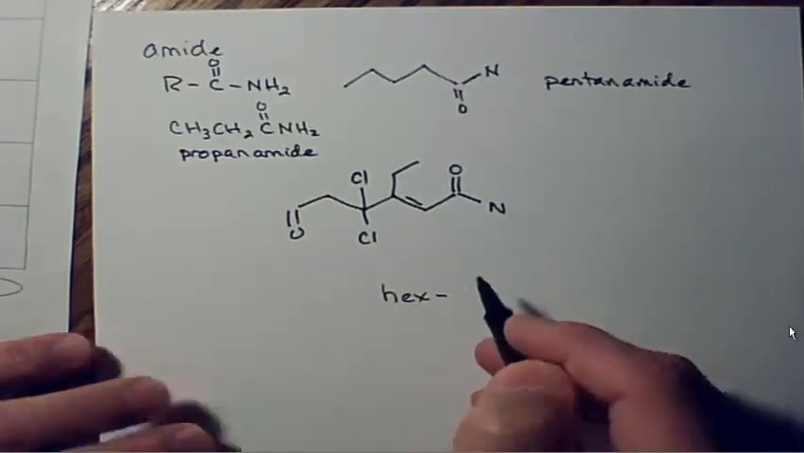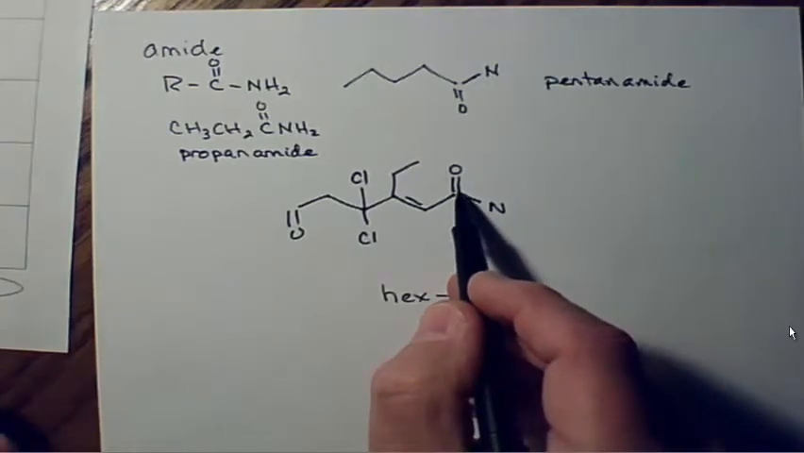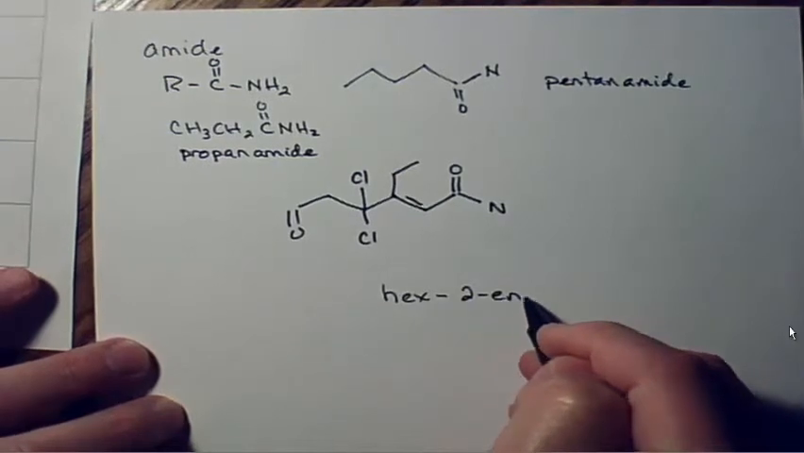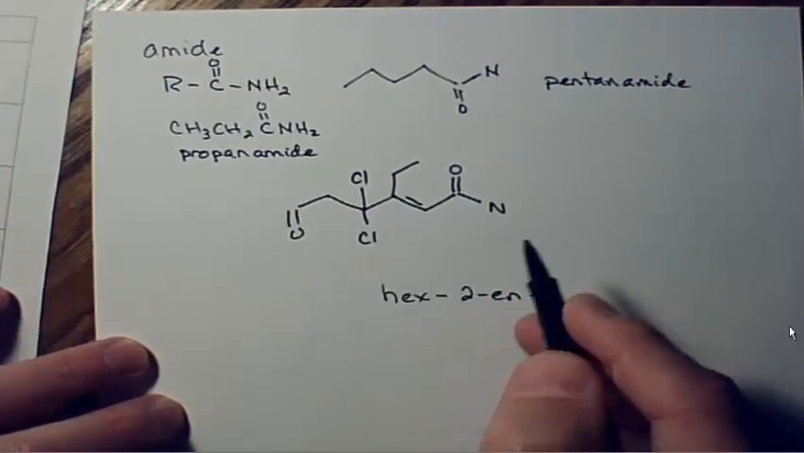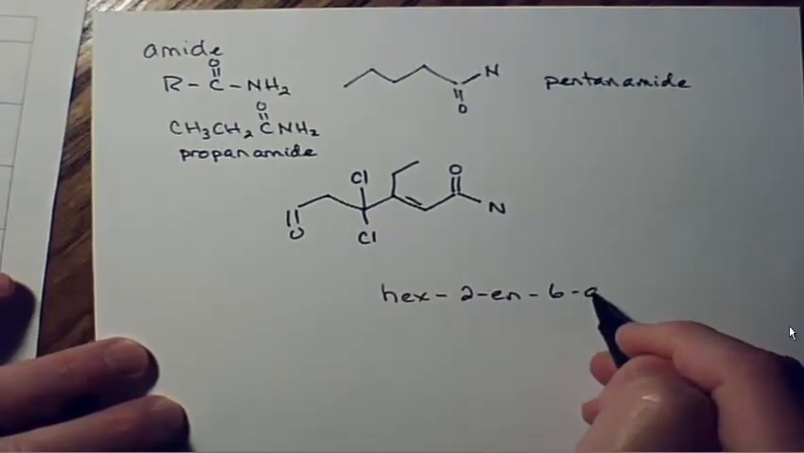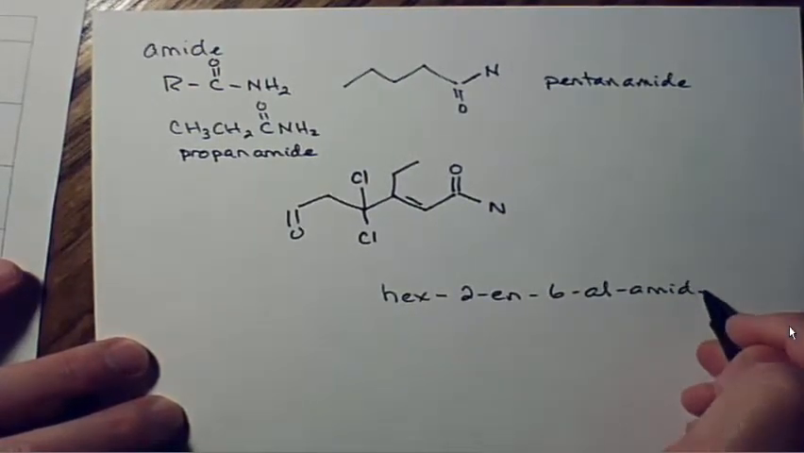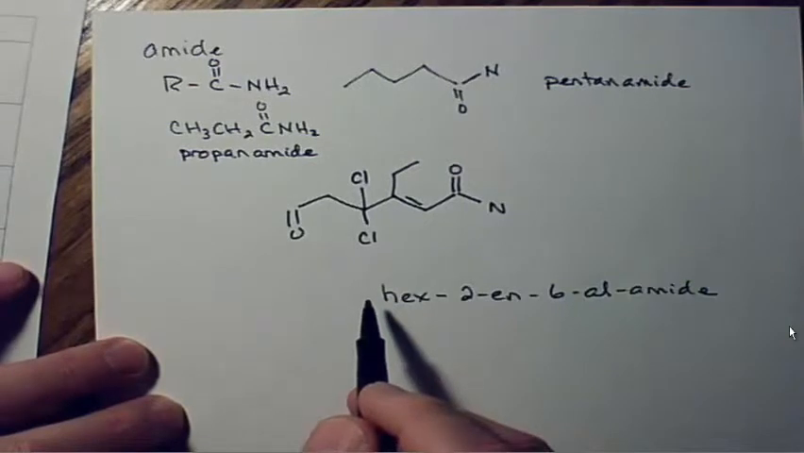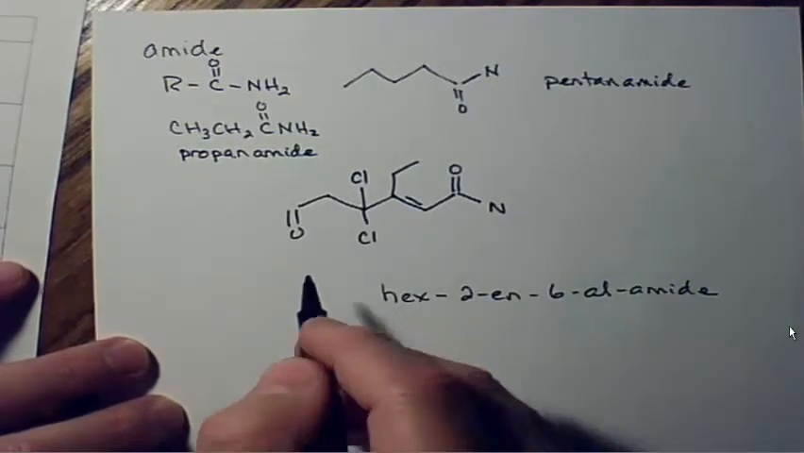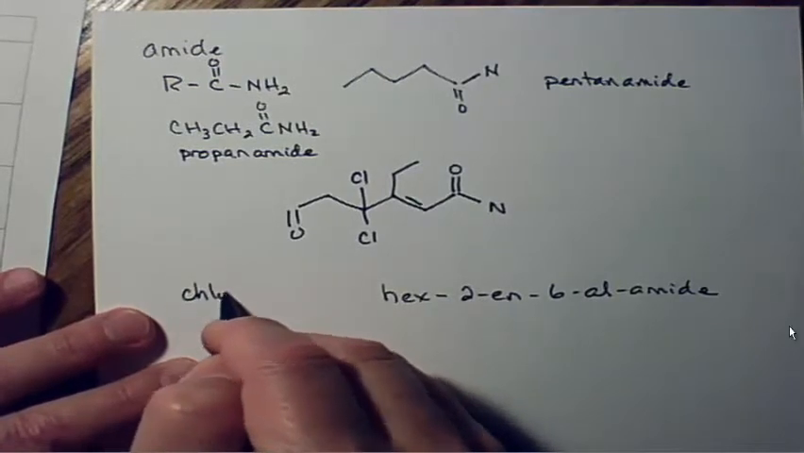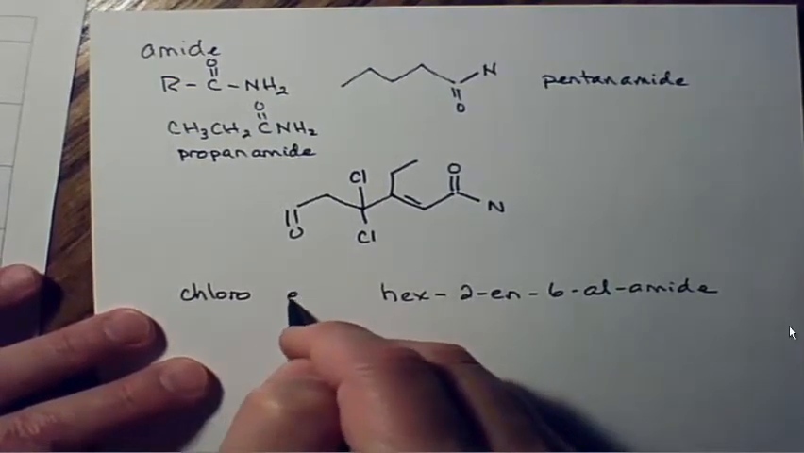The double bond is least important. This is the number 1 carbon, so this is on 2-ene. The aldehyde is on 6, so that's 6-al. And then it's an amide. And the prefixes are ethyl and chloro. Chloro comes before ethyl. It would be.